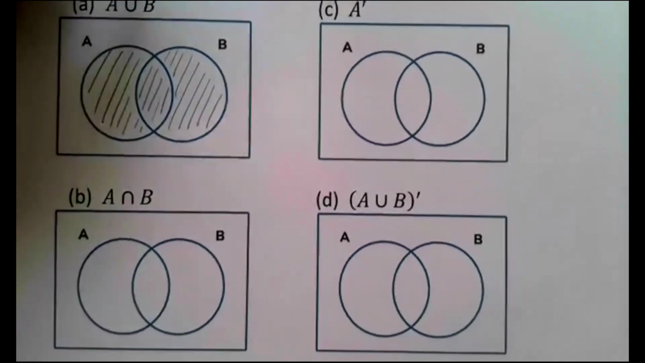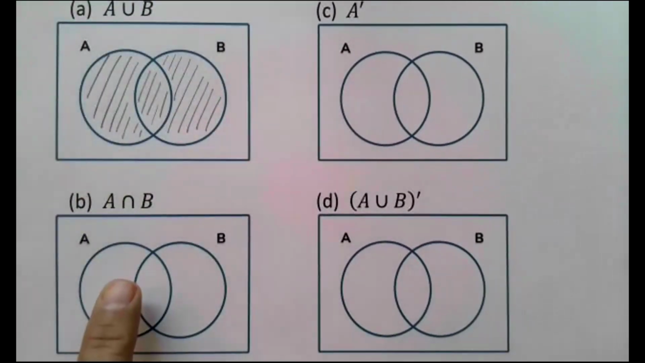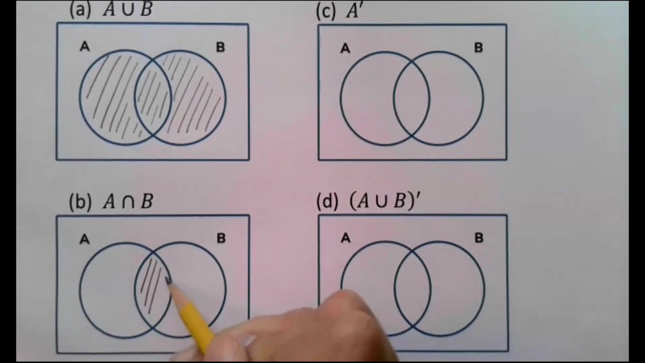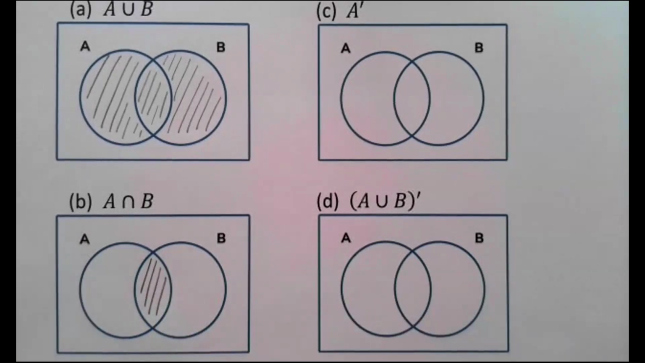Intersection of the two sets. For this one, to get into the intersection of the two sets, you have to be in both. You have to be in A and B at the same time. It's harder to get into the intersection of the two sets. You have to be in both A and B at the same time. That's the overlap part right there. That represents the intersection of sets A and B.